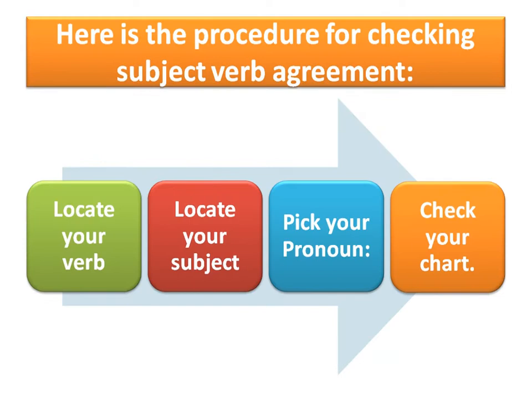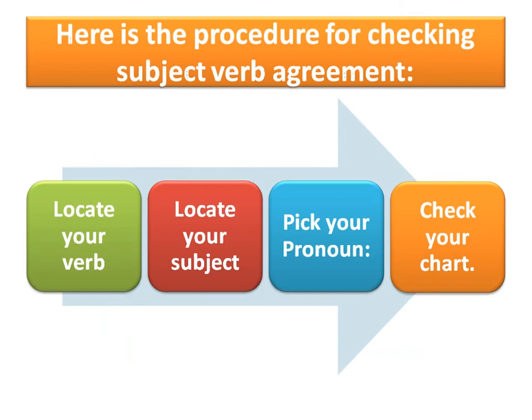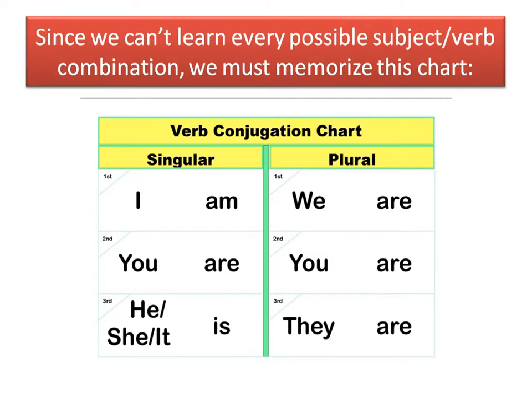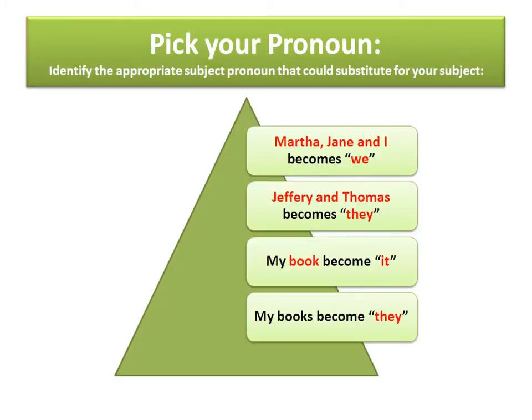Here's the procedure for checking subject-verb agreement. First, locate your verb. Second, locate your subject. Third, pick your pronoun. That's the pronoun you're looking for on this chart. And then check your chart. Again, it's important to memorize this chart or you won't be able to consult it when you're working on a quiz. So locate your verb, locate your subject, pick your pronoun, check your chart. Let's see how this works.